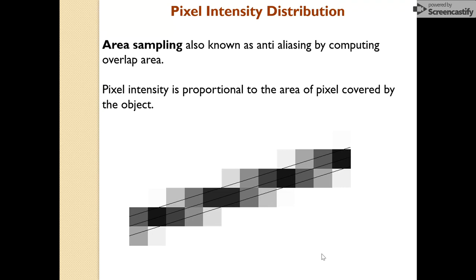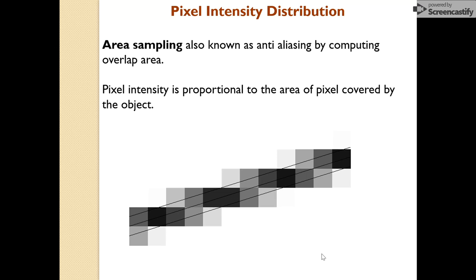The next topic that we have is pixel intensity distribution, that is, how the intensity is distributed among pixels. Pixel intensity is proportional to the area of the pixel which is covered by the object. We can see in the image that the more the pixel area is covered by our object, the higher the intensity. They are both proportional: the more the area, the more will be the intensity.